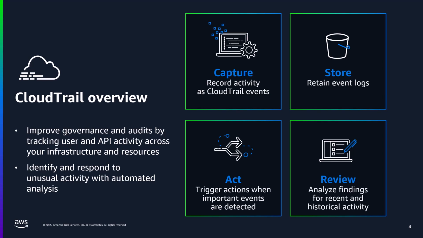By default, the event history in CloudTrail only shows the last 90 days of your account's activity, but you can store the logs for a longer period of time or indefinitely by creating a trail, a configuration within the service that enables the delivery of CloudTrail events to an S3 bucket.